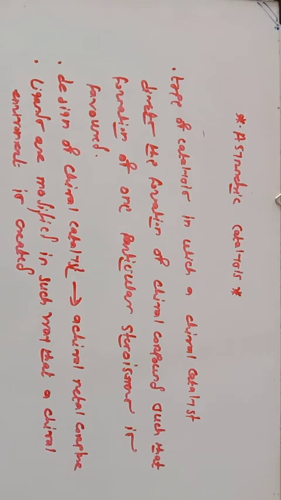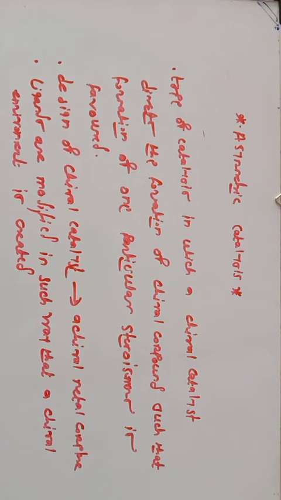Again, at least you should remember this point, that is, asymmetric catalysis is a type of catalysis in which a chiral catalyst directs the formation of chiral compound such that the formation of only one particular stereoisomer is favored. Design of chiral catalyst starts with a chiral metal complex. After the complex has been identified, the ligands are modified in such a way that a chiral environment is created.